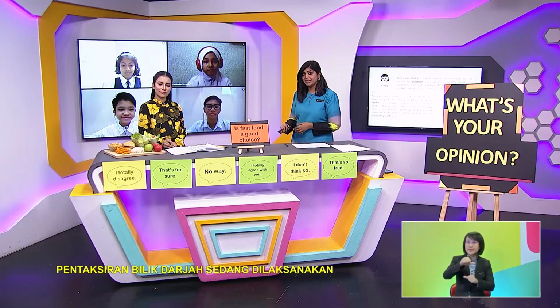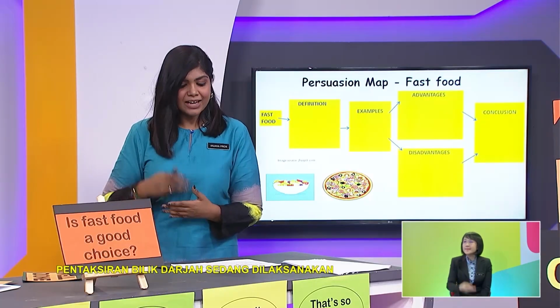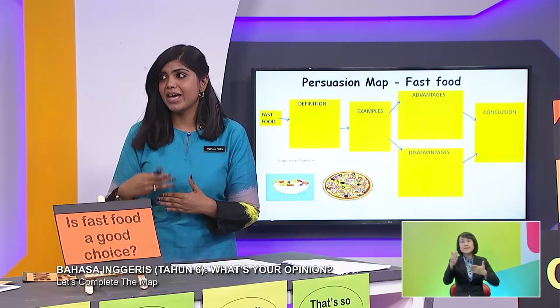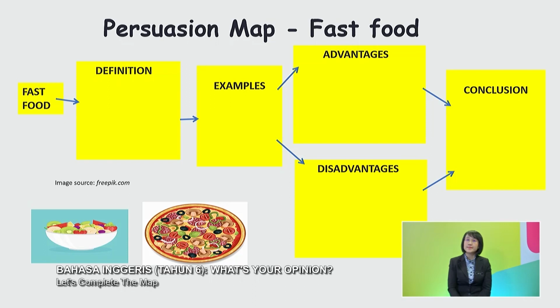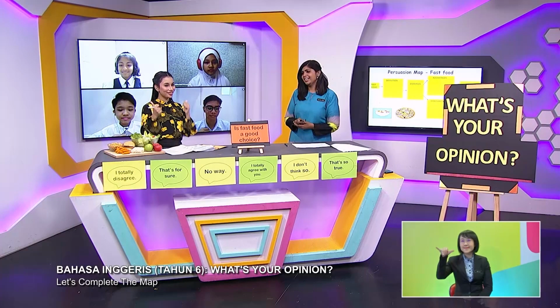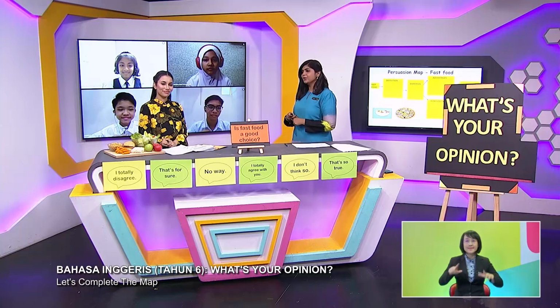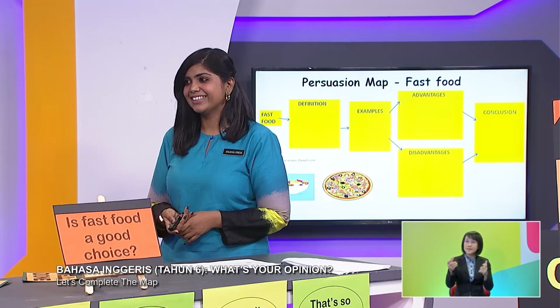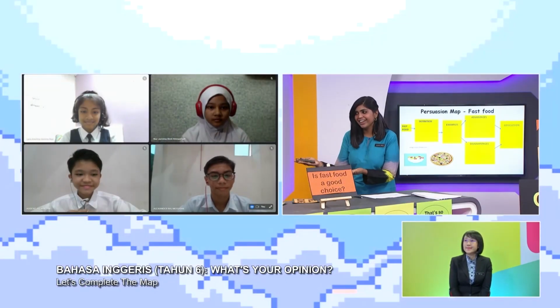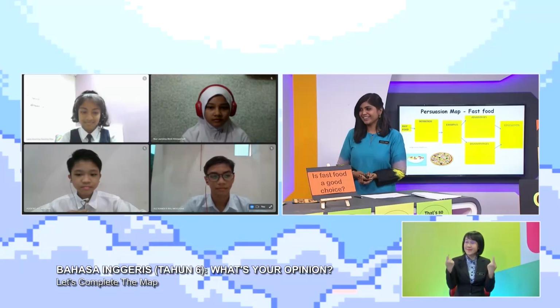Since we have seen the meaning of words, now we are going to complete a persuasion map on fast food. As you can see there, you need to give me the definition, the examples, the advantages, disadvantages, and the conclusion. Are you all ready to complete this persuasion map? Yes, I am. Okay, let's get started. Perhaps, who's going to do the definition of fast food? Do you want to give it a try?